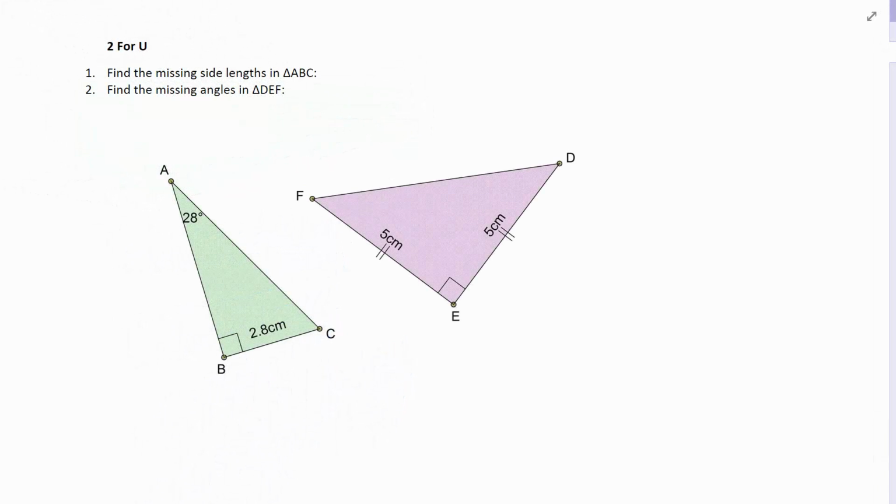And now it's time for everybody's favorite part of the show. Two for you. Find the missing side lengths for triangle ABC and find the missing angles in triangle DEF. You can use some trigonometry for this, the tangent ratio, but you can also use other properties of triangles that you know. Pythag, what the angles have to add up to, etc. Have fun!